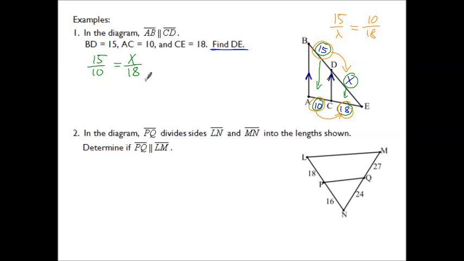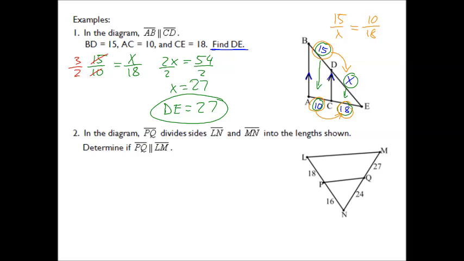Now before we go ahead and solve this proportion, let's actually simplify our fraction on the left. 15 over 10 can be simplified into 3 halves. And now let's multiply it all out. 2x is equal to 3 times 18, which is 54. Let's divide both sides by 2. We get x is equal to 27. And since we were supposed to find DE, let's write DE is equal to 27.